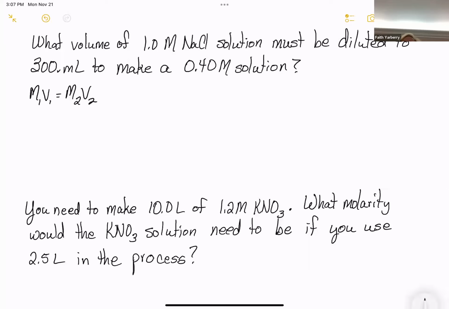So looking at this, we have: what volume of 1.0 molar NaCl must be diluted to a volume of 300 milliliters in order to make a solution that is 0.40 molar? So we could say V1 is equal to a question mark, because it went with M1, which was 1.0 molar NaCl.